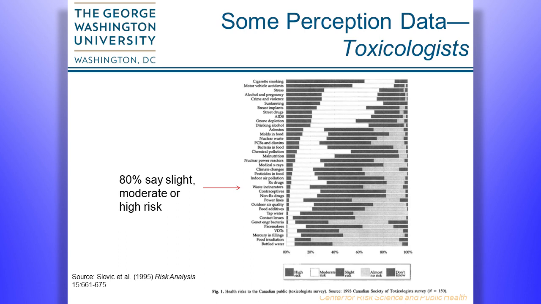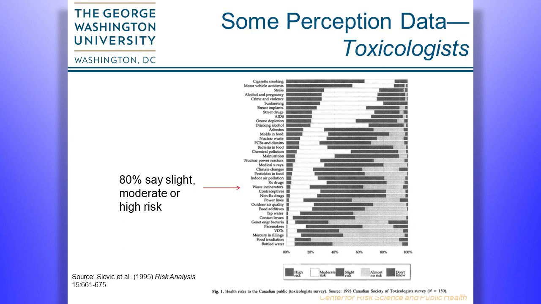It was based on a survey done in Canada. In this case, they were comparing the views of scientists, of toxicologists, and of the general public to a wide range of risks. You can see them in this list, from cigarette smoking and motor vehicle accidents down to video display terminals and food irradiation. They asked people to say whether they believed that these particular sources were a high risk, a moderate risk, a slight risk, almost no risk, or they didn't know.